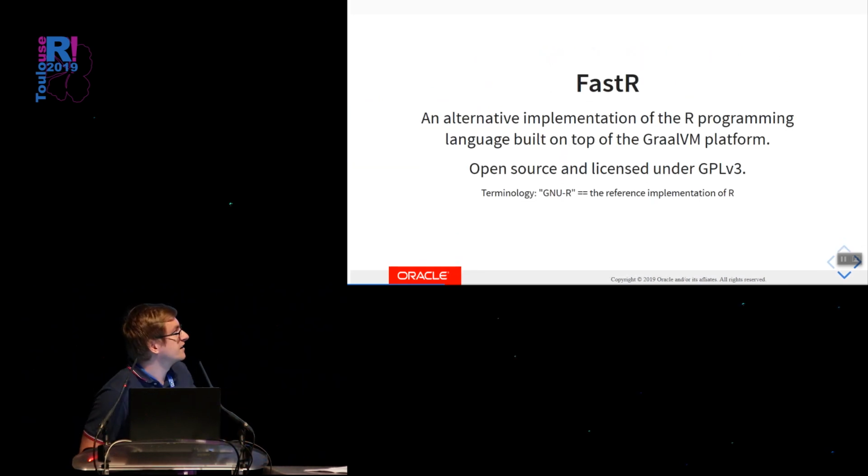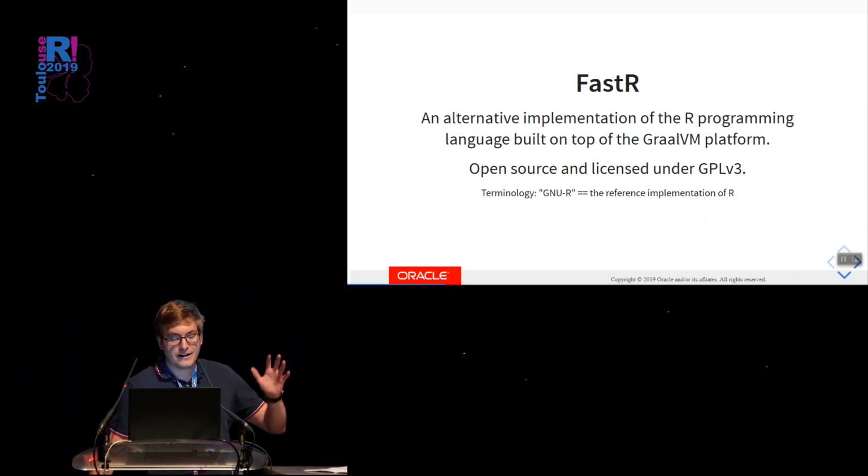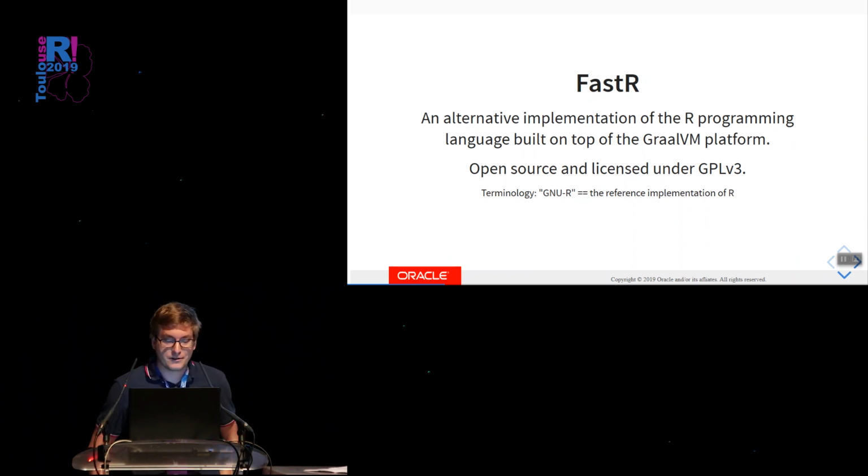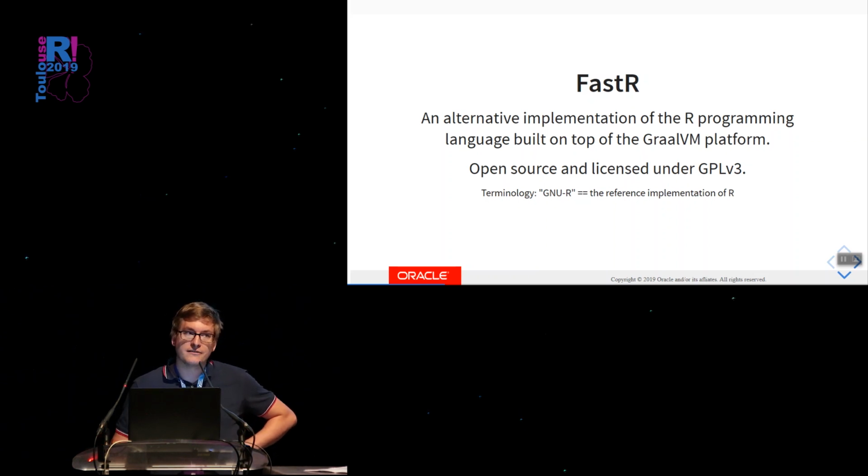What is FastR? As I said, alternative implementation of the R programming language. It's built on top of something called GNU-R platform, which is a platform or framework for building various programming languages. FastR is licensed under GPL v3. It's derived from GNU-R, so it will always be licensed under GPL.